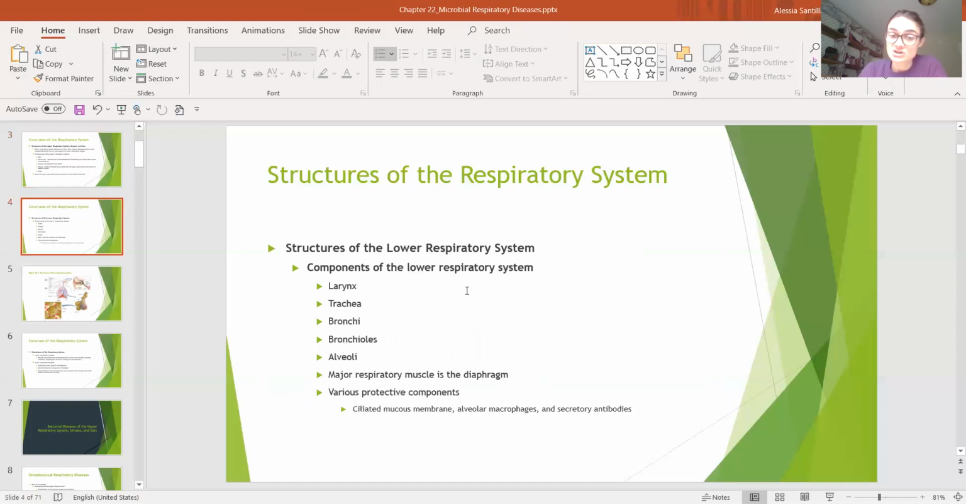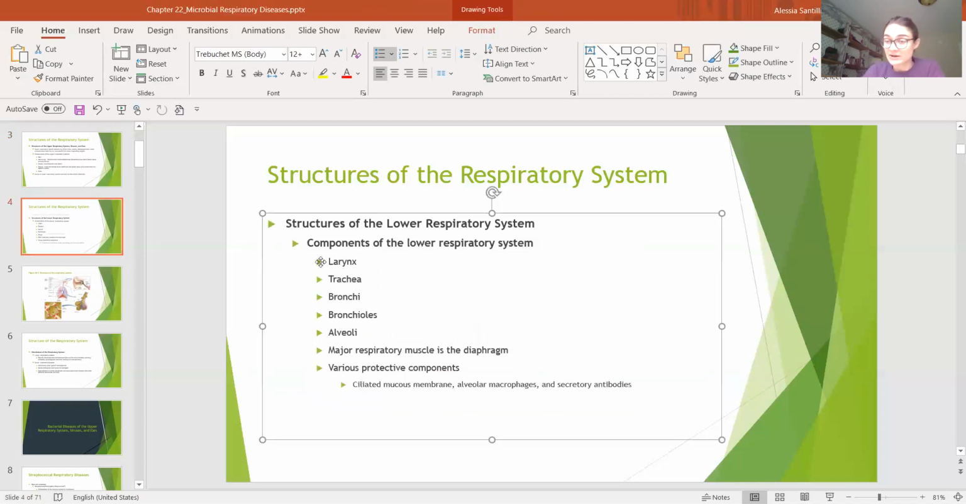Okay, so the structures of the lower respiratory system: we have the larynx, your voice box, trachea, bronchi, bronchioles, and alveoli. Those last ones are basically your lungs. And then, of course, you have the diaphragm, which is the major respiratory muscle in your respiratory system.